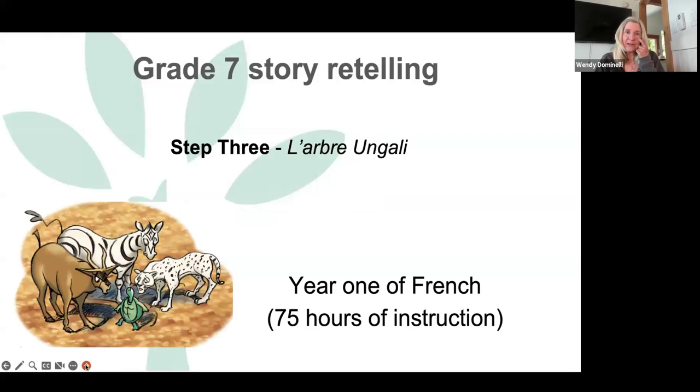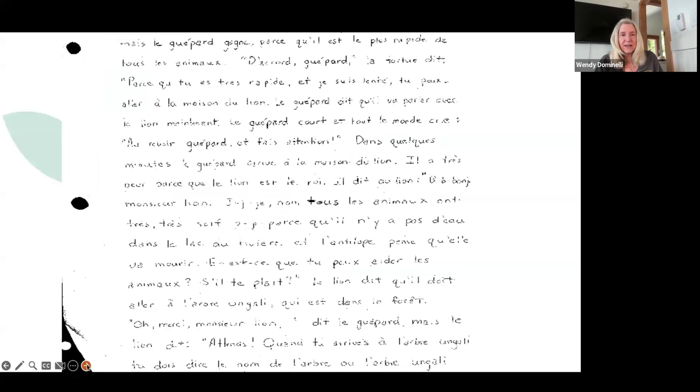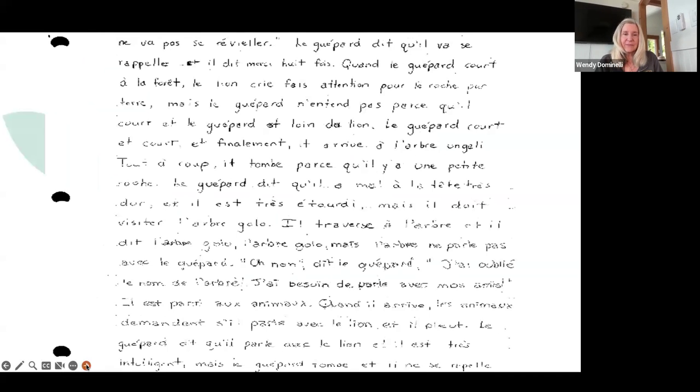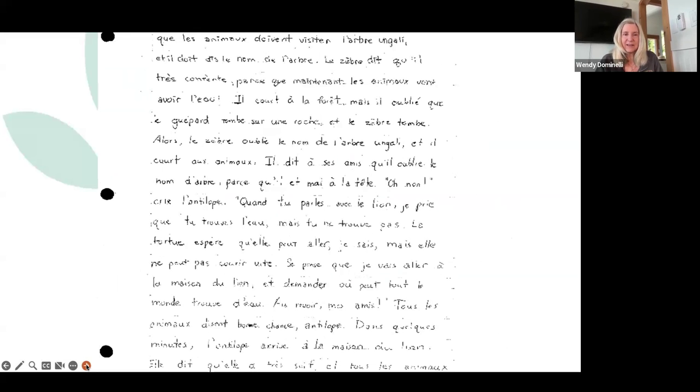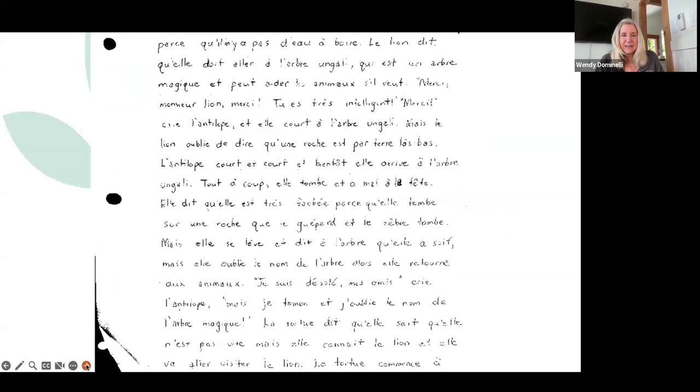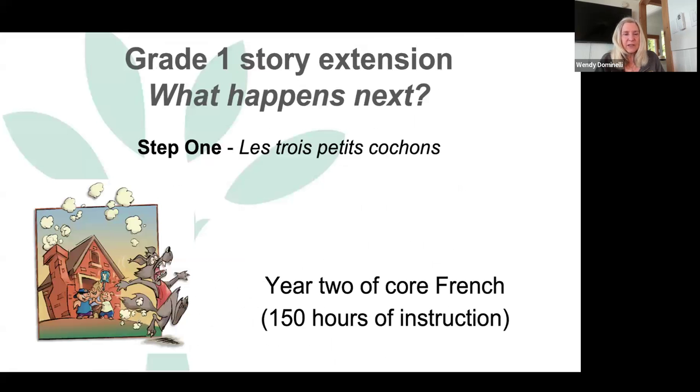In grade 7, same process again, much longer than grade 1, much more detailed story retelling, and much better punctuation, spelling, and syntax. But all of those examples were taken from around the end of the first year, after the second kit, where students have had about 100 hours of instruction.